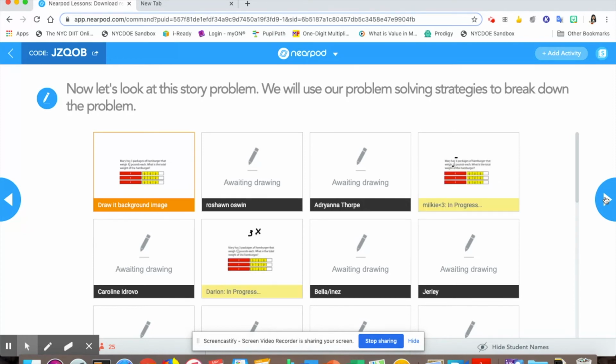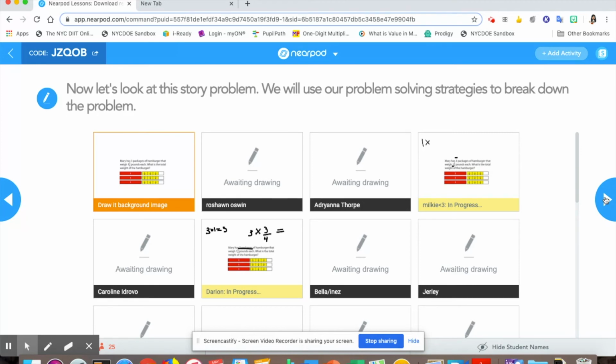Okay, so listen carefully. As I read, I want to see you guys annotating the problem. I don't want to see you trying to solve the problem yet. Okay, so let's slow down. Mary has 3 packages of hamburgers that weigh 1 whole and 3/4 pounds each. What is the total weight of the hamburger?